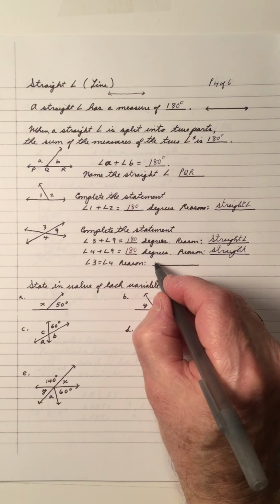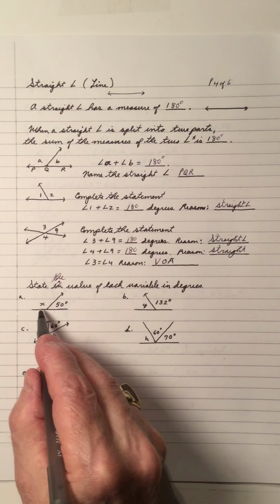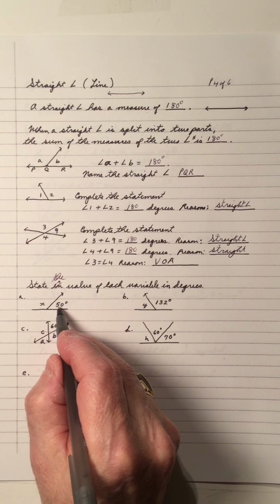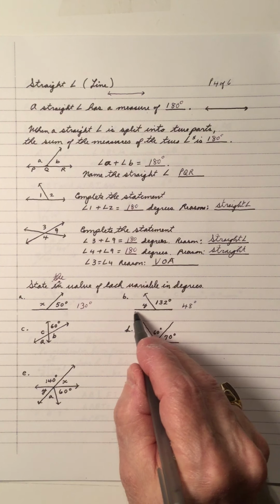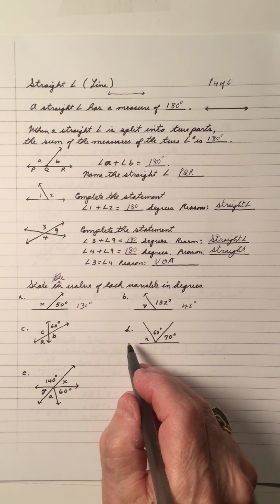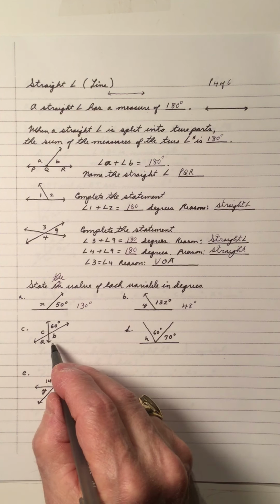State the value of each variable in degrees, with the word in there, to make the English better. Is that appropriate? So if I got a straight angle here, that means that that's 50, then x is 130, because they add up to 180. If that's a straight angle there, that's 132, then y is 48, because 48 and 132 is 180. And angle A is equal to 60 degrees because it's vertically opposite angles.